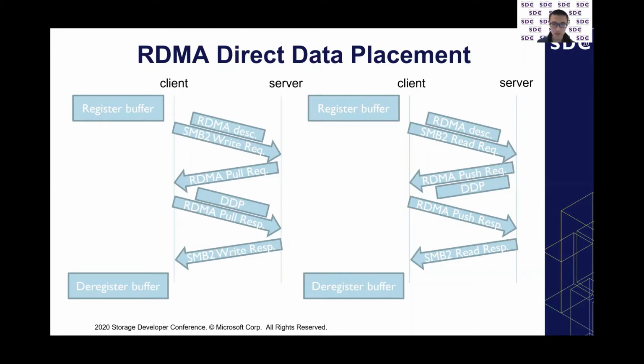Then when the DDP is finished, the server will get a notification and then it'll perform the actual work to write the data to the down-level file system. And then after everything finishes, it'll issue a write response to let the client know that it's okay to deregister the buffer. This step is like reclaiming that ownership back from the RNIC to the OS.